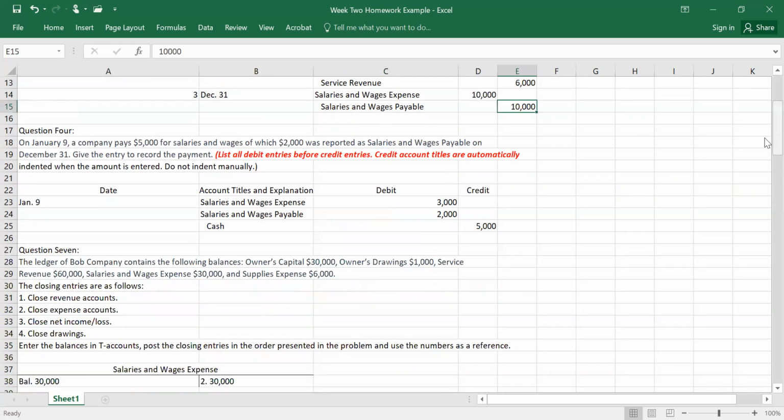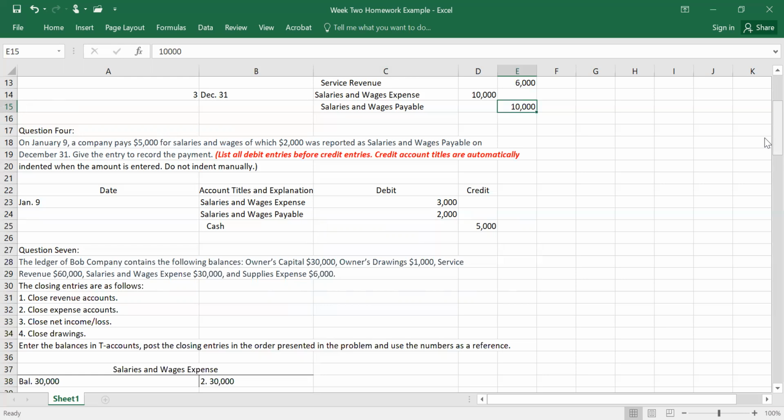Next item example, question 4. On January 9th, the company pays $5,000 for salaries and wages, of which $2,000 was reported as salaries and wages payable on December 31st. Give the entry to record the payment. Okay, so you have to think back because we know $2,000 of this was already recorded back in December. So when we recorded this in December, we would have debited salary and wage expense and credited salary and wages payable for that $2,000. Now we're going to actually pay this.